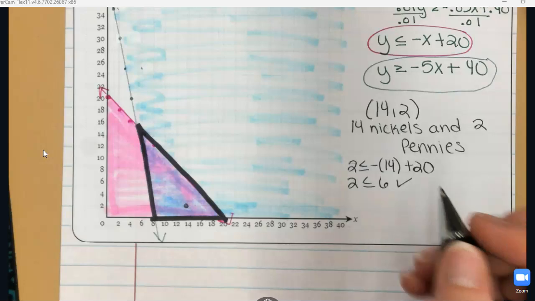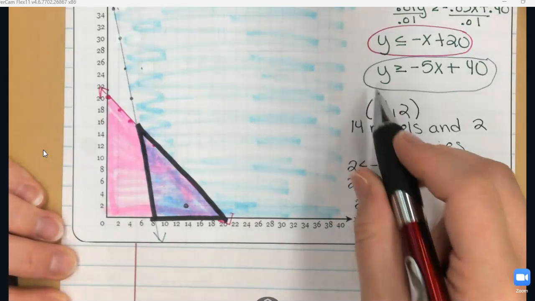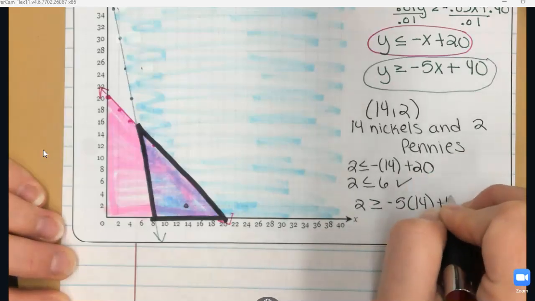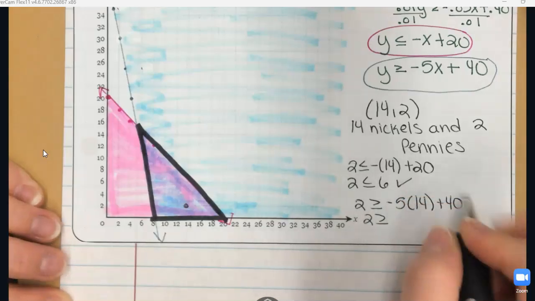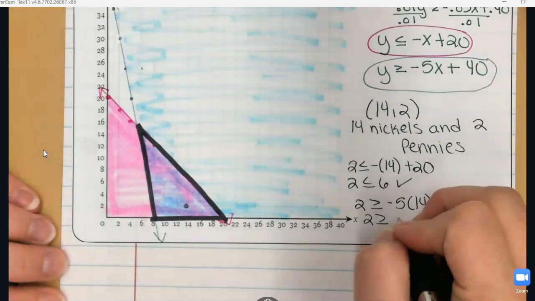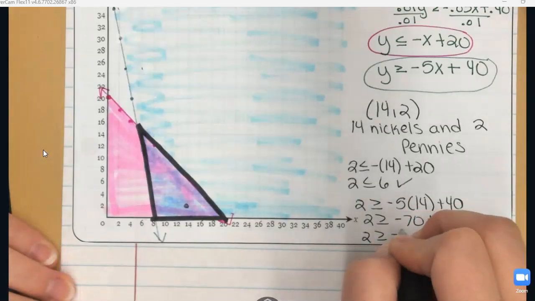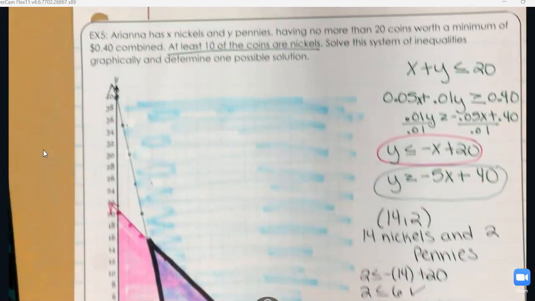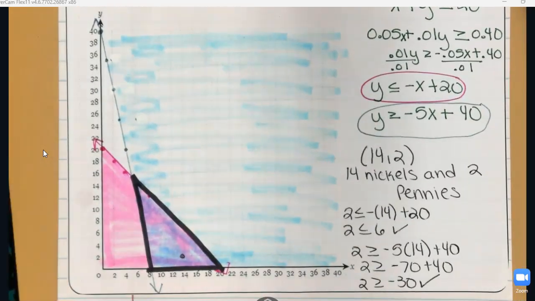Now checking it in my second inequality. We've been working with equations for too long. 2 needs to be greater than or equal to negative 5 times 14 plus 40. So negative 5 times 14 is negative 70. Negative 70 plus 40 is negative 30, and 2 is indeed greater than or equal to that. So we know our solution is valid. And this one only wanted us to find one possible solution, so we are done.